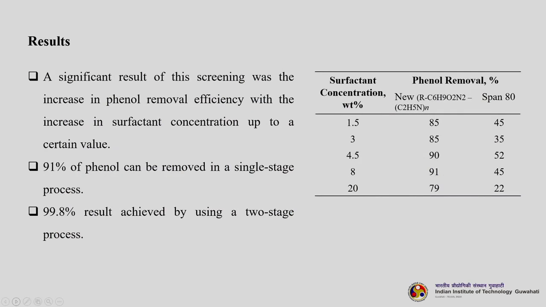So, the result is that a significant finding of this screening was that phenol removal efficiency increased with the increase in surfactant concentration up to a certain value. It has been seen that as you keep on increasing the surfactant concentration, the phenol removal percentage goes up to, let us say, 91%, then it decreases further. So, up to 8 we can say it is fine. So, 91% phenol can be removed in a single stage process, and 99.8% was achieved by using a two stage process.